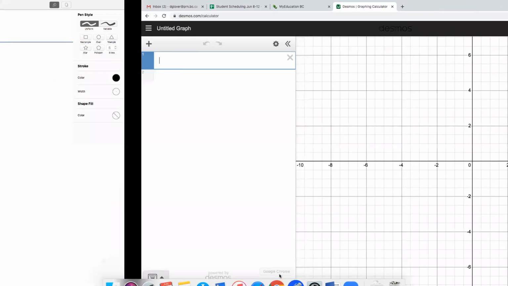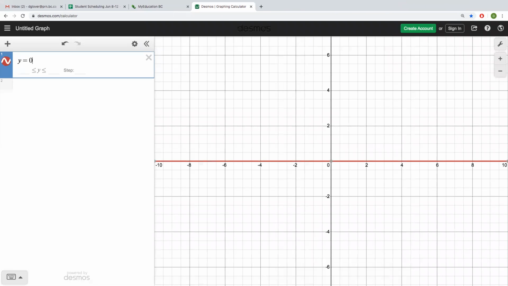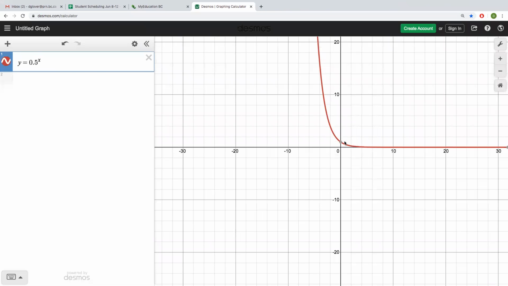So over to Desmos, y equals 0.5 to the power x. And we get a function like this. This is still exponential, but rather than increasing, rather than going up as we move forward, it goes down as we move forward. That's got to do with the fact that the base is less than 1. Anything below 1, you're going to end up with a decreasing function. And just for fun, let's do -2 to the power x.